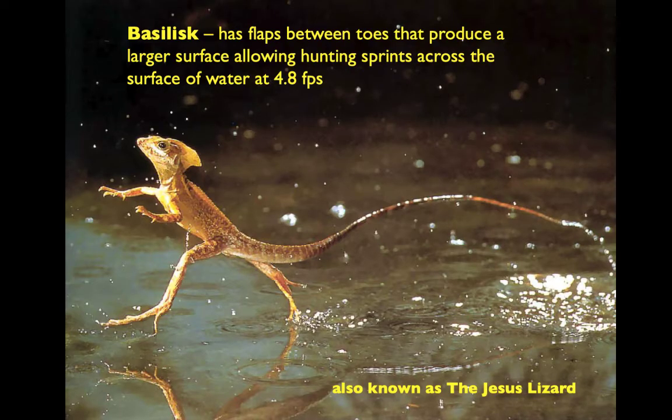Here is a basilisk. It has flaps between its toes that produce a larger surface area, allowing hunting sprints across the surface of water at 4.8 feet per second. It runs so fast, it walks on water, so it's also known as the Jesus lizard.